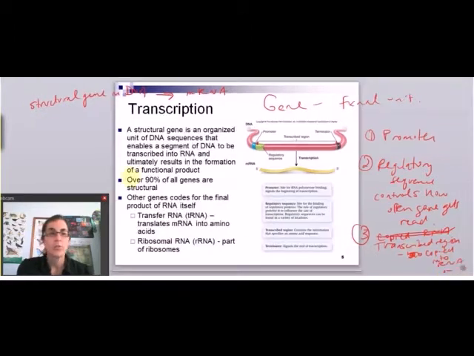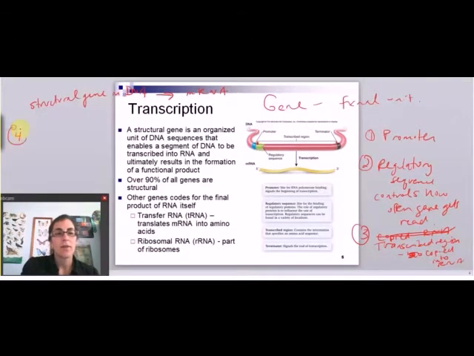And I'm running out of room here, so I'm going to go over to the other side. My fourth part of the gene is the terminator. And like that name suggests, it is the end of the gene. It marks the end of the gene, and also notice that it is not part of the transcribed region. So it's just an endpoint. It doesn't become part of the mRNA.